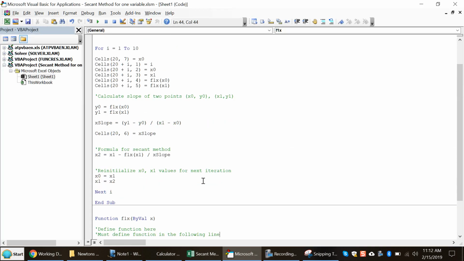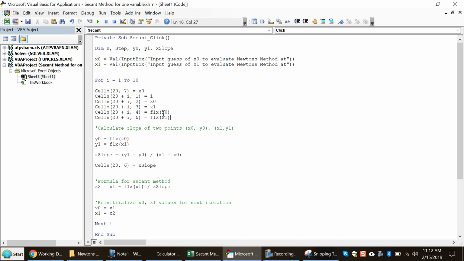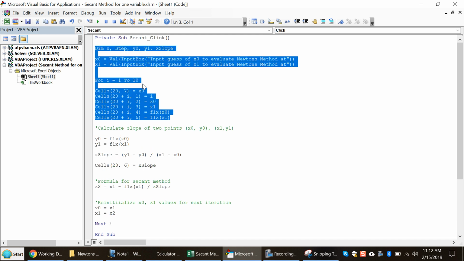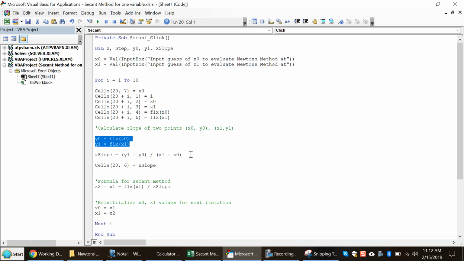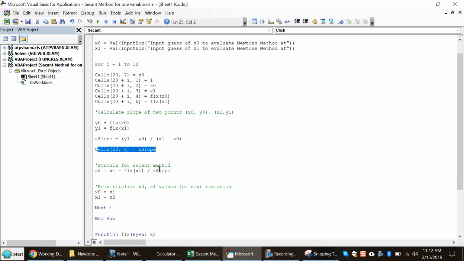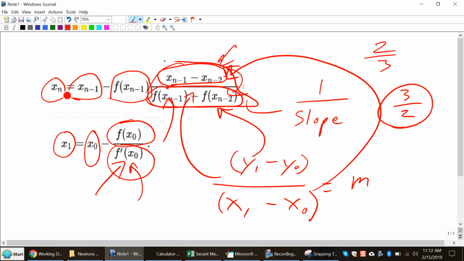Am I clear? I mean, just think of it like this. All of this is record keeping, essentially. So this doesn't have any real meaning other than just inputting and keeping track. This is just calculating my y values. This is just literally calculating slope. This is just writing it down somewhere. This is the formula for the secant method. So if you look here, that is the formula. You just take f, your initial guess, minus the function evaluated at that guess, divided by slope. This is slope, the inverse of slope. That's all there is to it.